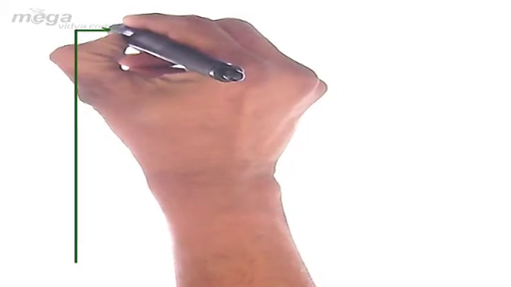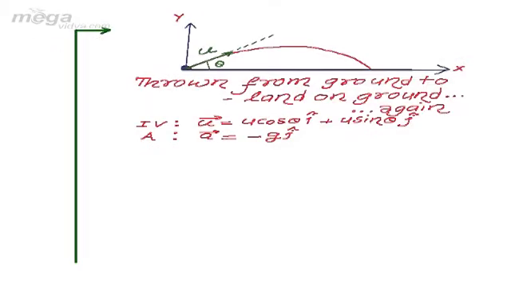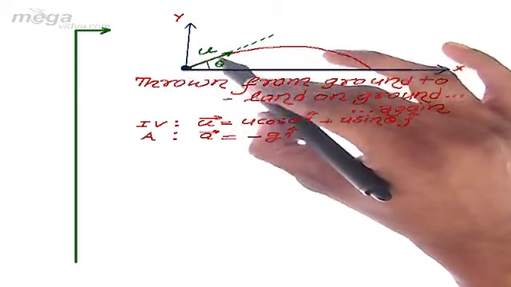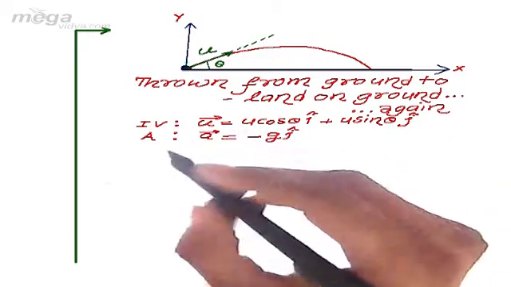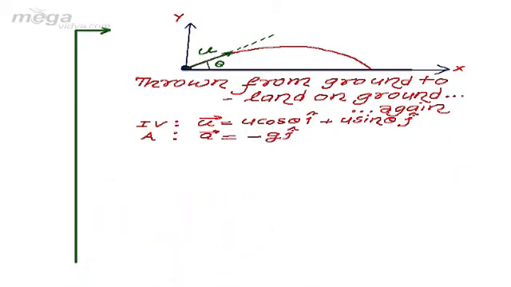First, we are taking a projectile. So in the first case, the projectile is thrown from ground to land on ground again. Here, the particle follows a parabolic path. The particle's initial velocity u can be written as u cos theta i cap plus u sin theta j cap, and it is obvious to have acceleration vector a to be minus g j cap because it is acting vertically downward.